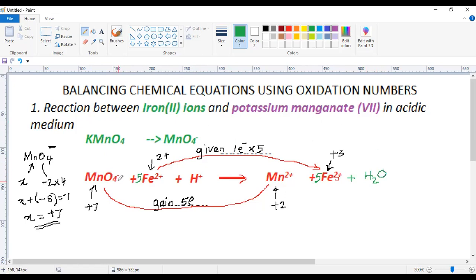Because 4 oxygen atoms from manganate ions are removed, it's not difficult to understand that there should be 4 water molecules. 4 water molecules contain 4 oxygen. But the addition of 4 water molecules to the right-hand side gives me a value of 8 hydrogen atoms. 8 hydrogen. But on the left-hand side, we have only 1 hydrogen. So multiply the hydrogen number by 8.